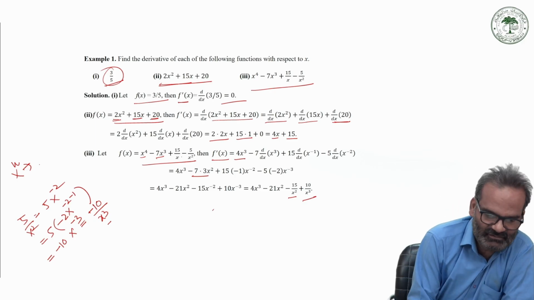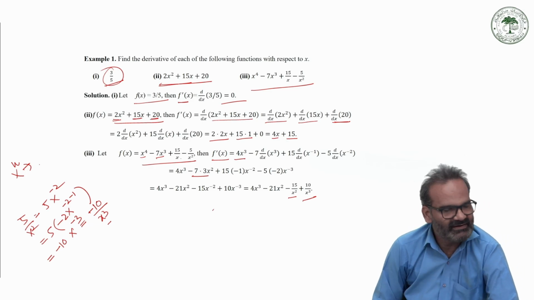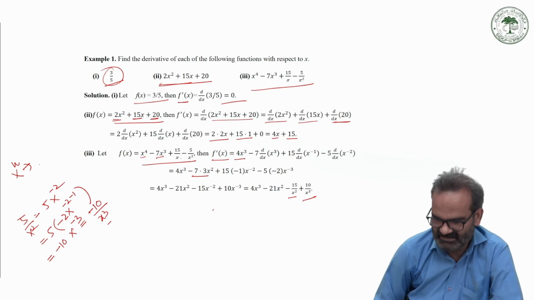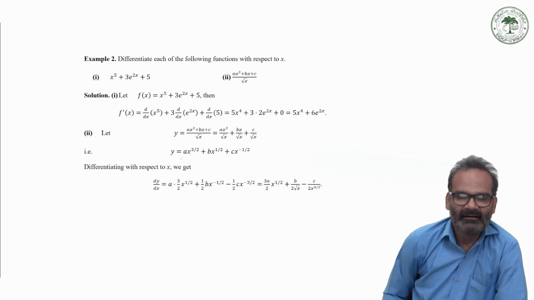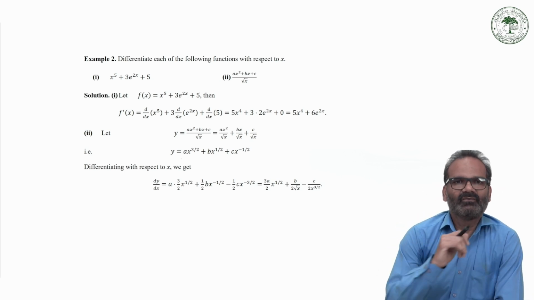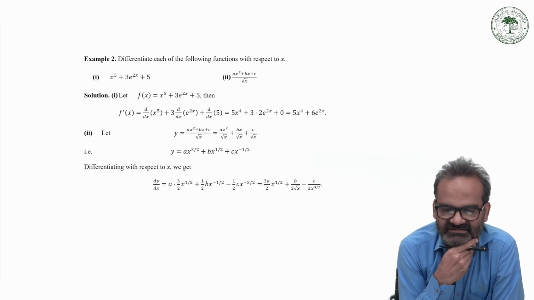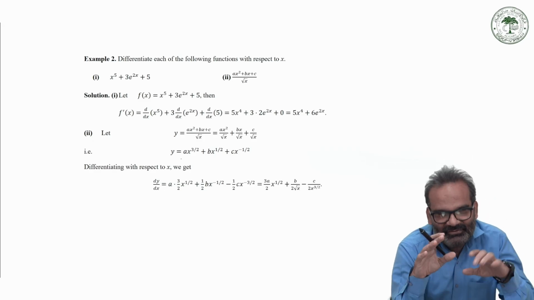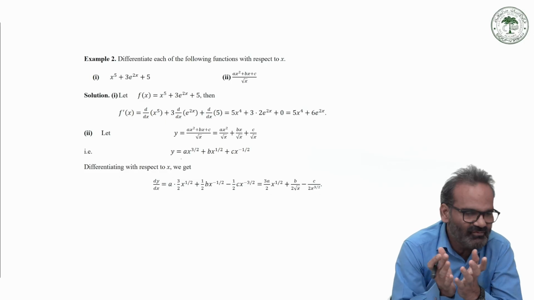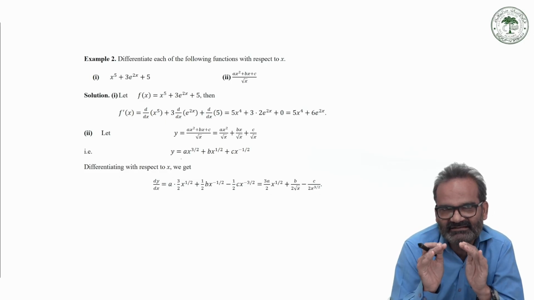This minus is there, so minus minus we will get here plus, right? So this is how we can find out the derivative of such functions using these 5 standard formulas. Next example, differentiate each of the following functions with respect to x. Now we have overall 5 formulas to find out the derivatives of all the 3 kinds of functions.